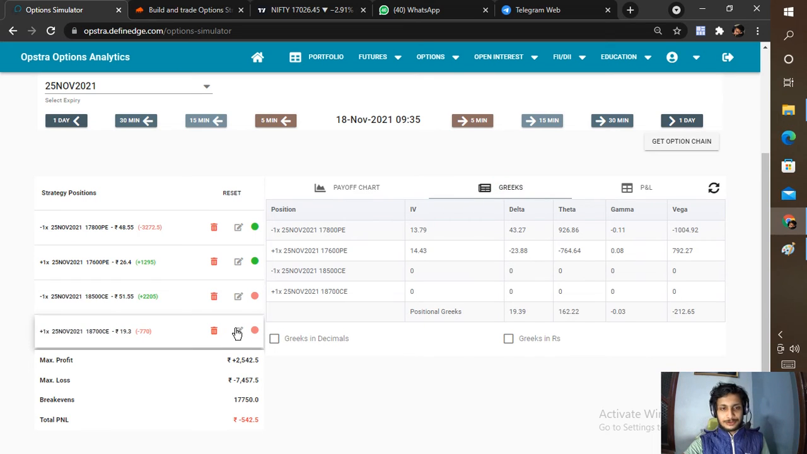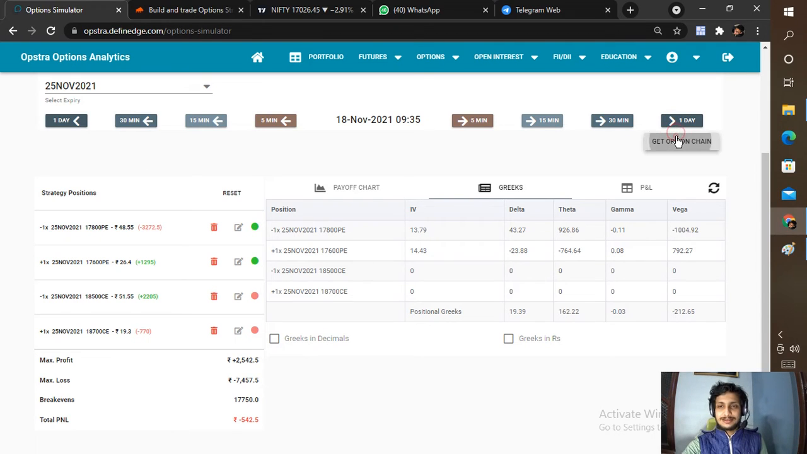Okay, because we have booked profit in this thing, we have to replace it with some newer call options. So how do we need to do that? We need to match the delta. What is the delta of the put option sold? Right now it is trading at a delta of 43.27, so we have to search for a call option trading at nearly a delta of 43.27.